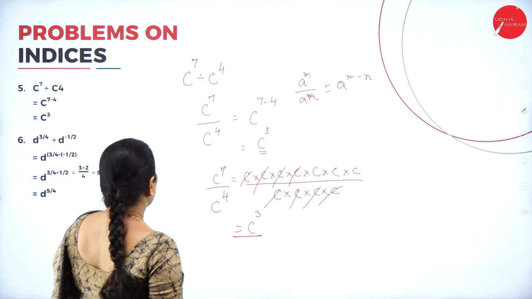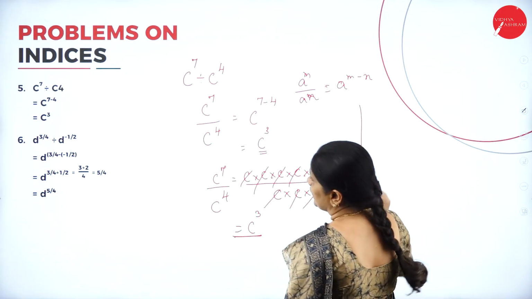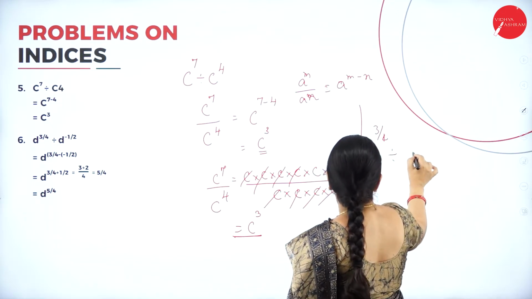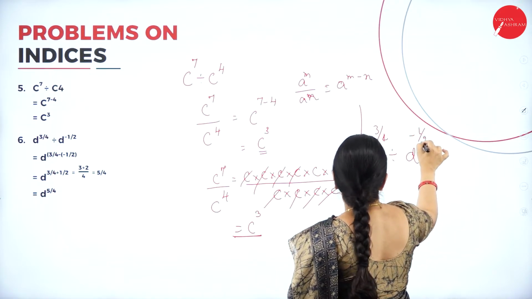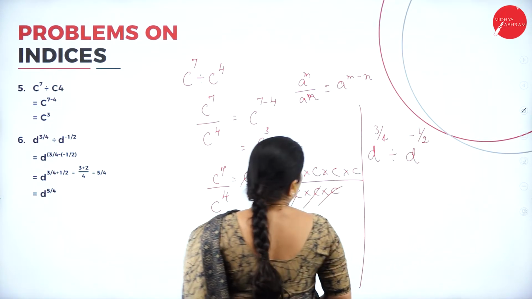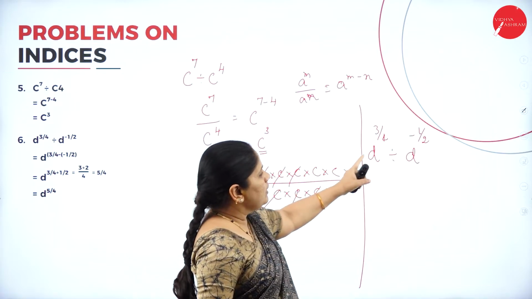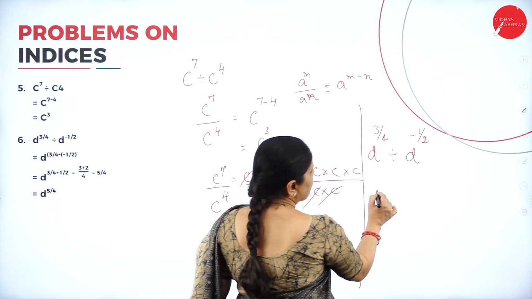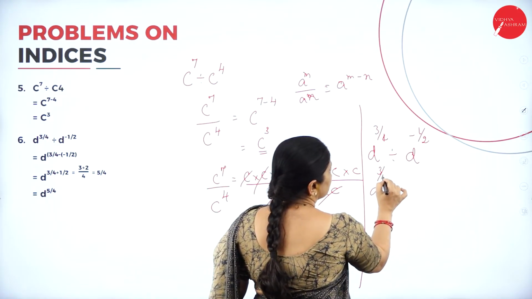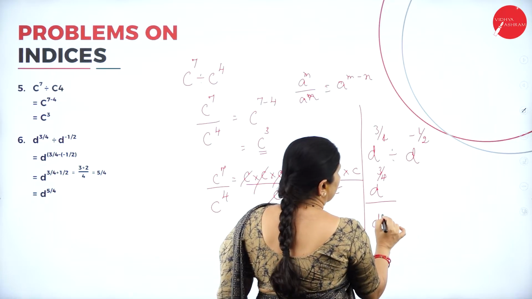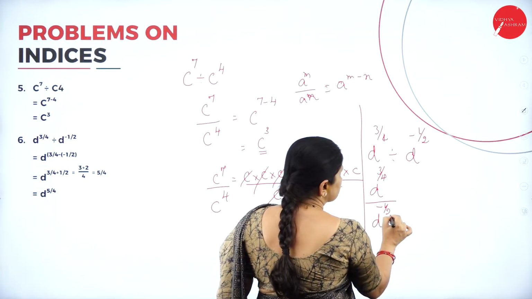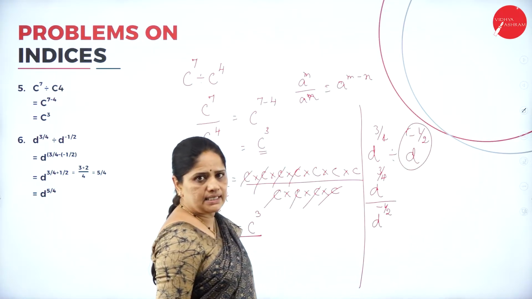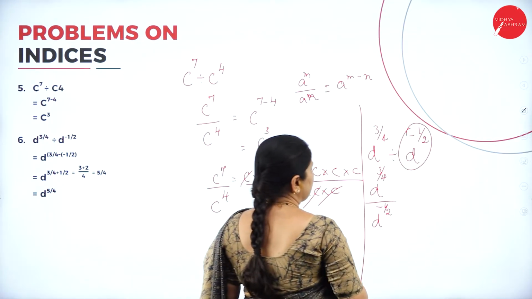Now, the next problem is given here. So, d to the power of 3 by 4 divided by d to the power of minus 1 by 2. So, I can write this expression as d to the power 3 by 4 by d to the power of minus half. This half, whatever is there, I have to leave it as it is. Okay, so d to the power half.